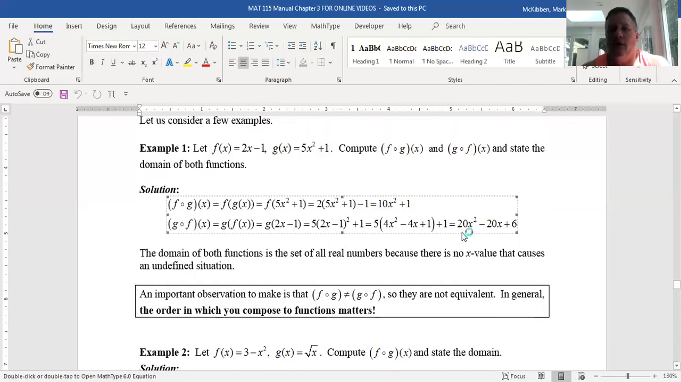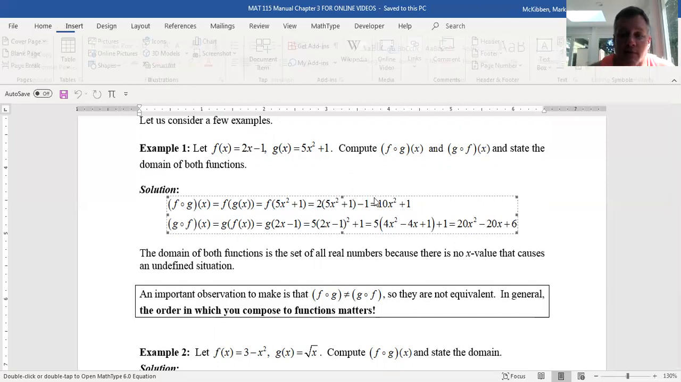Okay? All right, and so notice here that there's no x value that makes any of these undefined. So the domain is all real numbers, but in particular, notice that f circle g and g circle f are not the same. And so the order in which you compose two functions actually can and most often does matter. So you have to be careful.